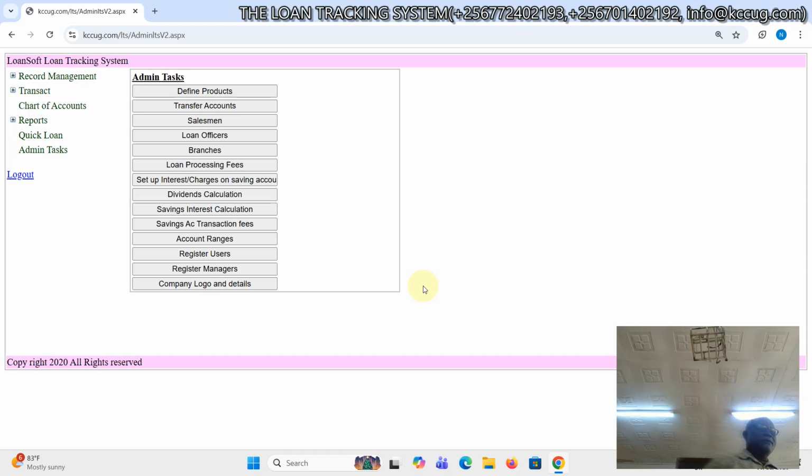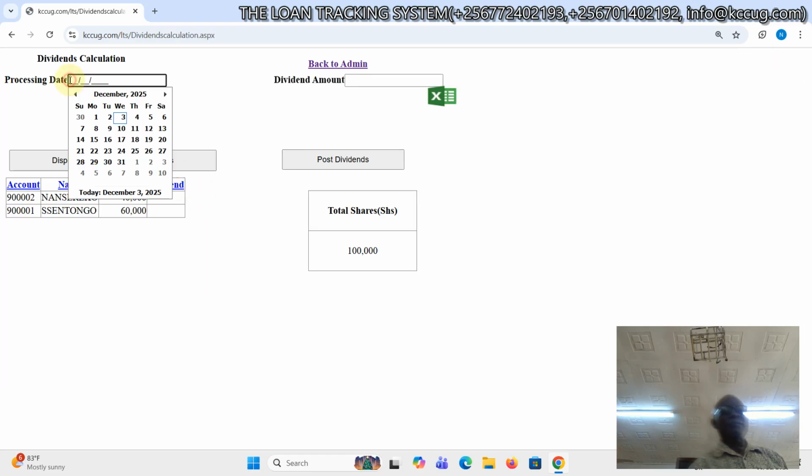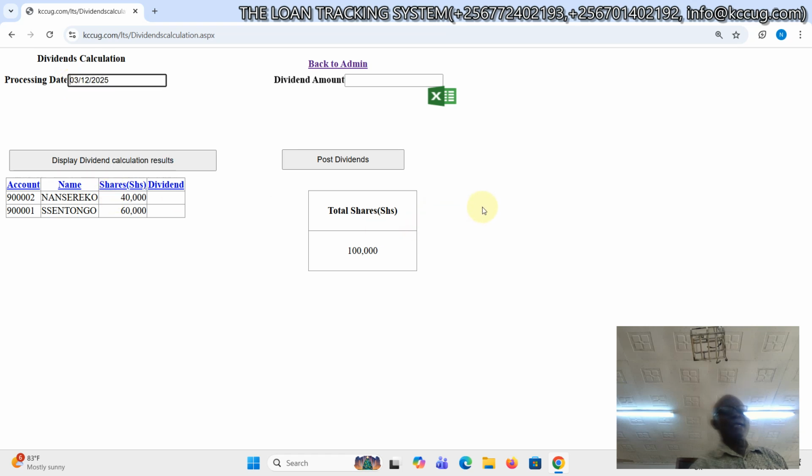Lots of things that we have here in this interface, but our interest now is to begin with dividends calculations. If you click, then you say our processing date is today. Okay. So the computer is telling you that you have two members here. Nsereko has 40,000 in shares. Sentongo has 60,000 in shares. It is the shares which attract the dividend.